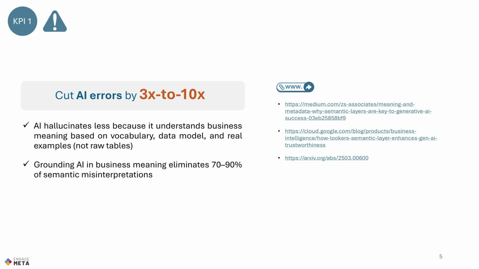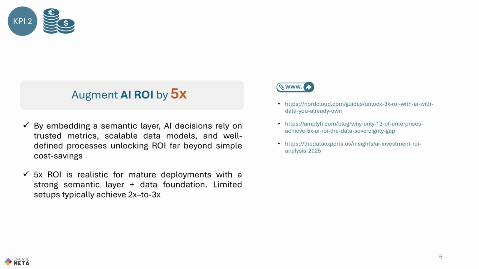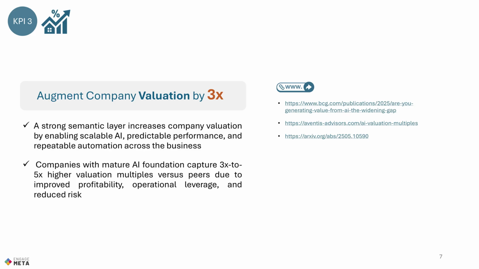AI errors are dramatically reduced when models understand business concepts. The semantic layer grounds AI in vocabulary, structure, and real business examples. AI ROI increases when decisions rely on trusted metrics and stable semantics. A strong semantic layer enables AI to move beyond experimentation to industrial scale.